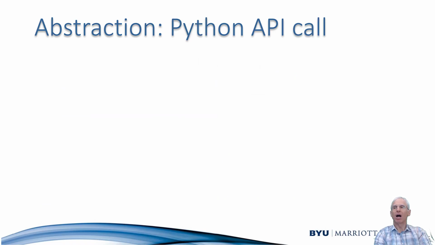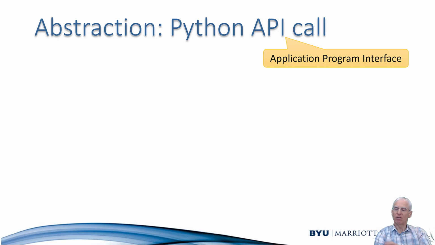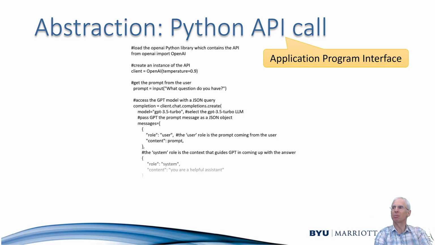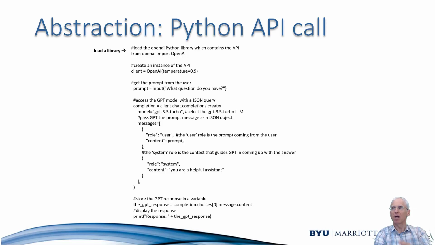The way that we accomplish abstraction is through an API. So what is an API? It is an application program interface. So if we're going to call a large language model, we do it through an API. And I'm sorry to have to show you a little bit of Python computer code here, but here's a little bit of this. And I'm just going to explain briefly what it does.